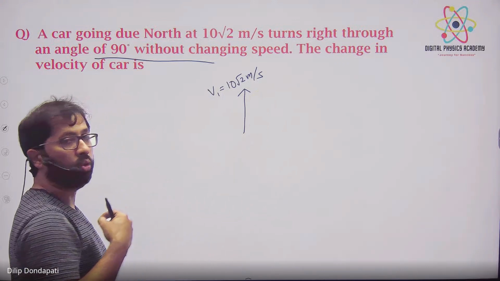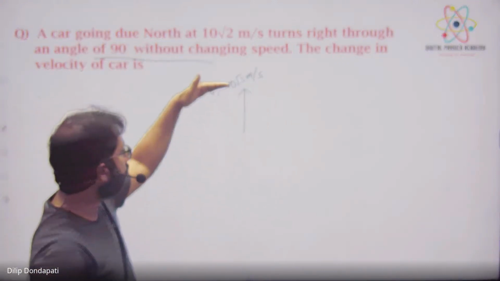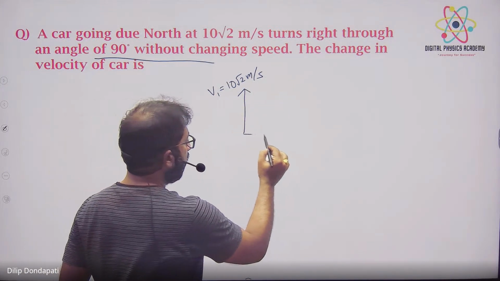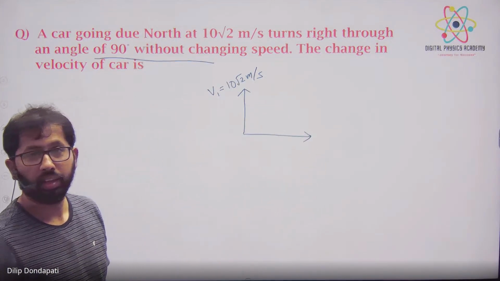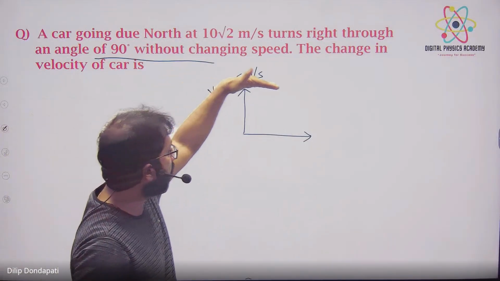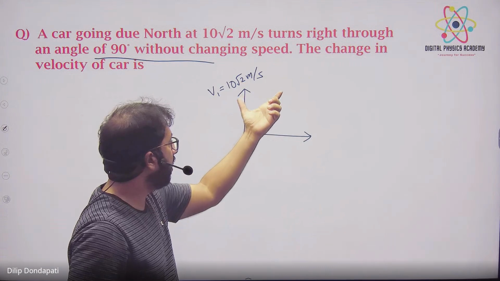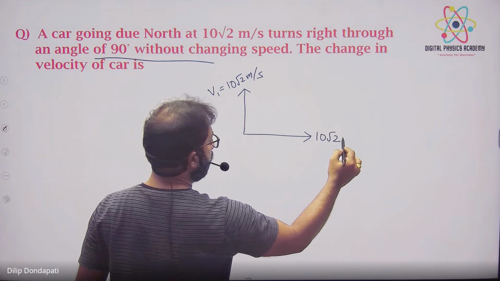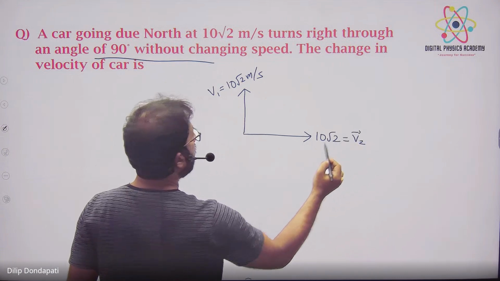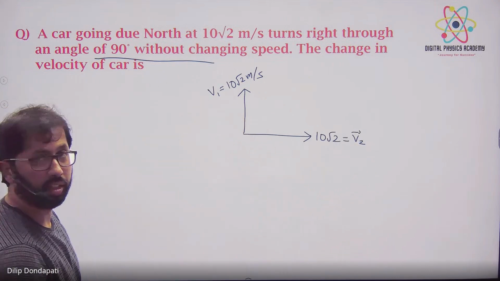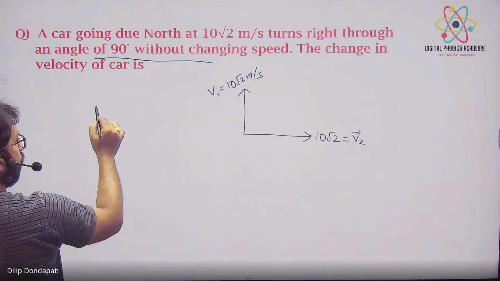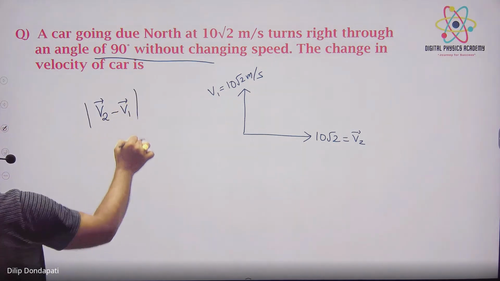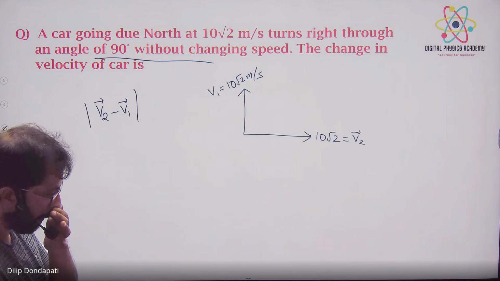But we have to do always parallelogram, right? Instead of like this, मैं क्या करूँगा? Parallel shift करके I am connecting tail to tail. कुछ गलत नहीं है ना? Right? Instead of going that direction, I am shifting parallelly and bringing here. So कितना without changing speed? कितना होगा? 10 root 2. This is v2. He is asking the change in velocity. मतलब change in velocity means v2 minus v1 vector चाहिए. Magnitude चाहिए. Fine.